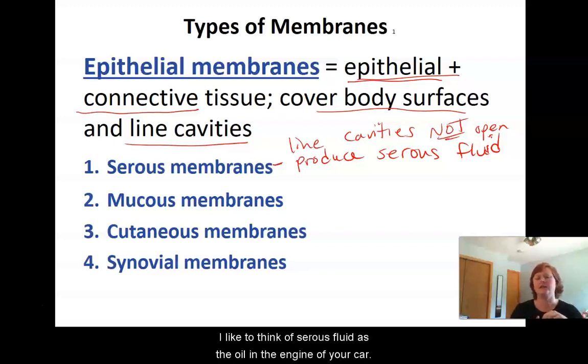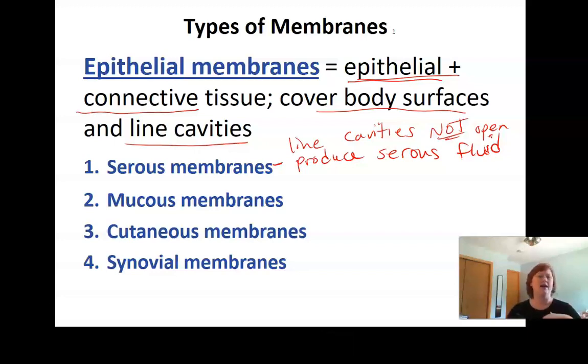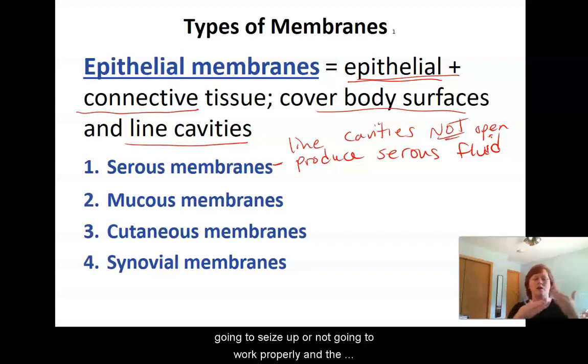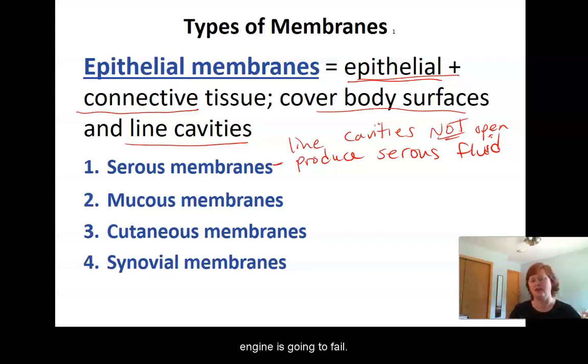I like to think of serous fluid as the oil in the engine of your car. If I don't put oil in the engine of my car, then my parts are going to seize up, they're not going to work properly, and the engine is going to fail. So serous fluid is going to help to keep the organs moving and keep them lubricated, just like the oil in the engine of your car.